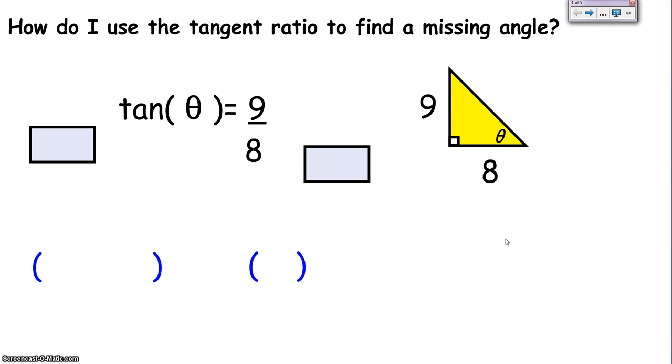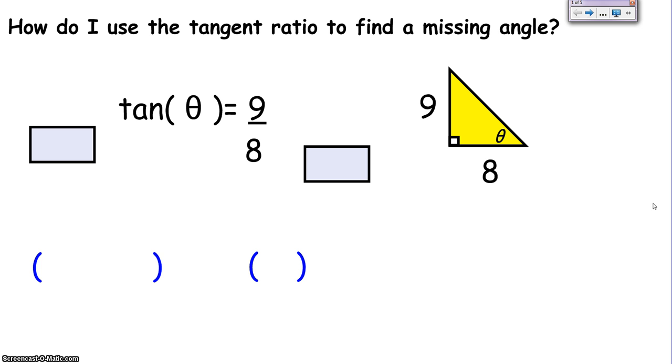So this video is a continuation of what the last video talked about. In the last video, we found the missing side of a triangle by using the tangent ratio. We can also use the tangent ratio to find a missing angle. Just wanted to talk a little bit about how you would use this with your calculator.